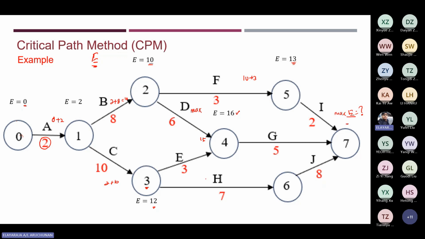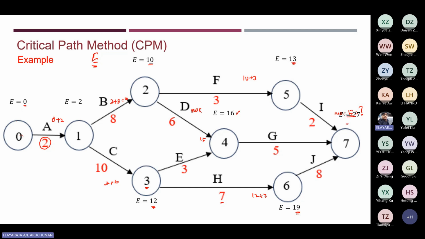Next, you need to calculate node 6. For this it is simple. We know that up to the third node, the earliest starting time is 12. The 12 plus 7 days, you get 19. So you can write down here the earliest starting time at node 6. This will be 19 days.